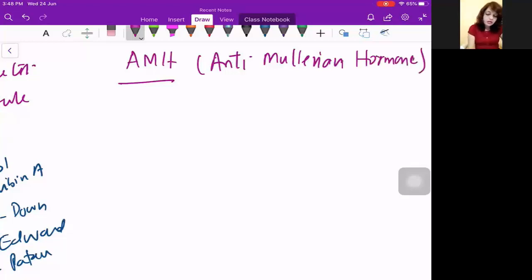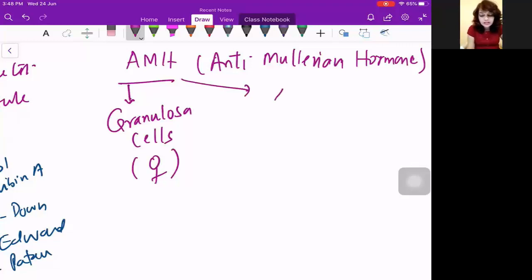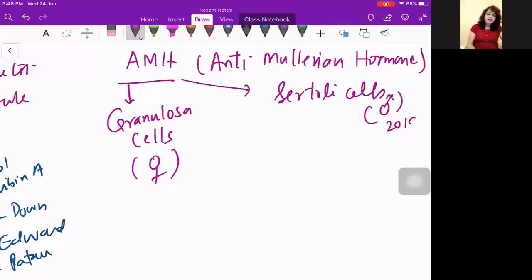Anti-Mullerian hormone is secreted by granulosa cells of the ovaries in females, and by Sertoli cells in males. This question was asked in 2019. Anti-Müllerian hormone in the male is secreted by Sertoli cells. In males, it inhibits the development of the Müllerian system. So this hormone is secreted in intrauterine life itself, whereas in females, it is in the puberty age group.